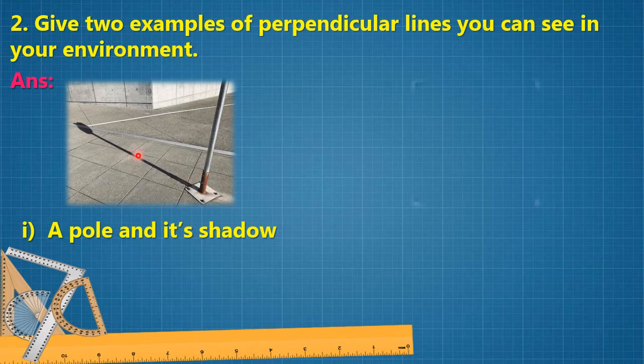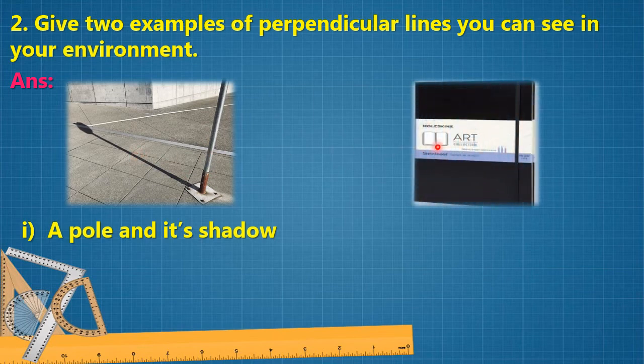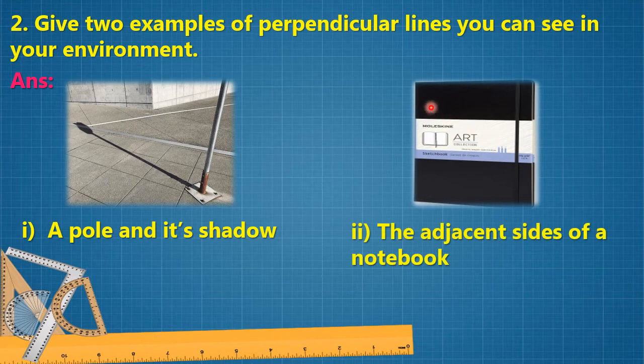One more example, as you can see in the picture, a book. The adjacent sides of a notebook also make an angle of 90° with each other. So we can say the adjacent sides of a notebook are also perpendicular to each other.